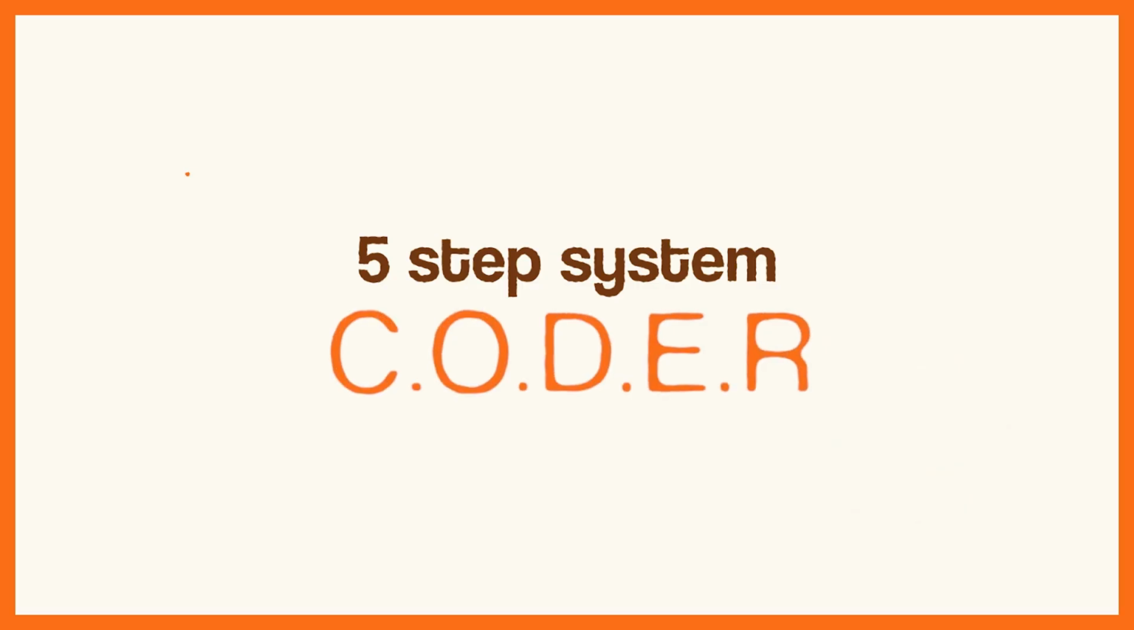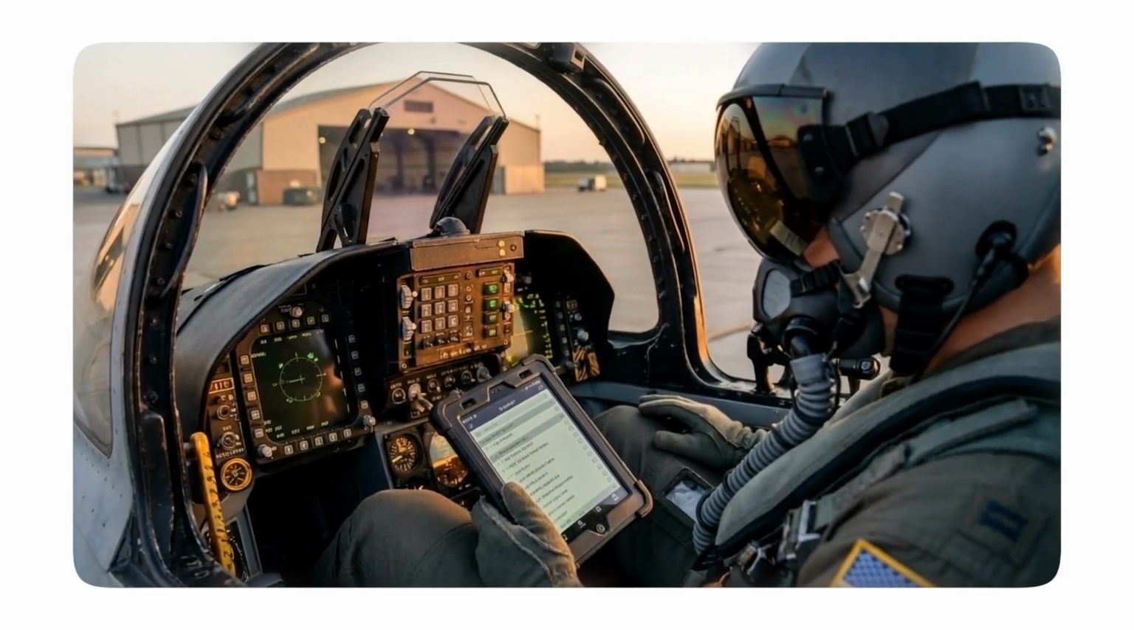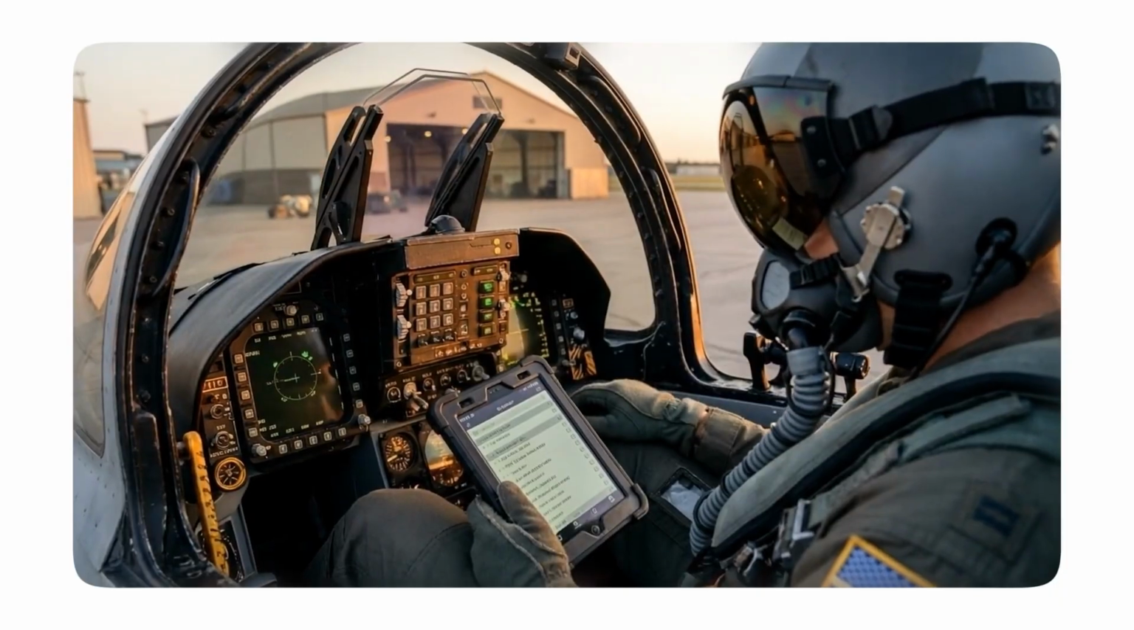And Boris's complete breakdown fits very nicely into a 5-step system called CODER. And the first C stands for Configure. Now, in our jet pilot analogy, no jet pilot on the planet will ever leave before doing a very comprehensive checklist to make sure that everything's in order so they actually have the fuel and they can get to the destination. And Claude Code is no different.